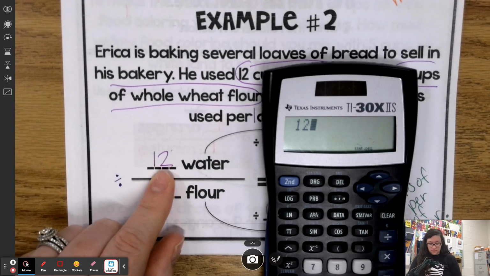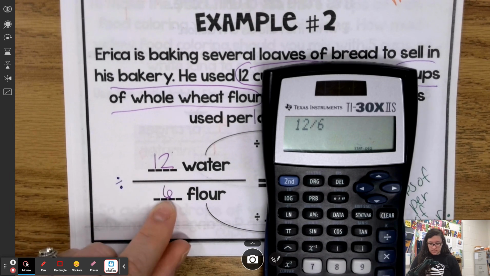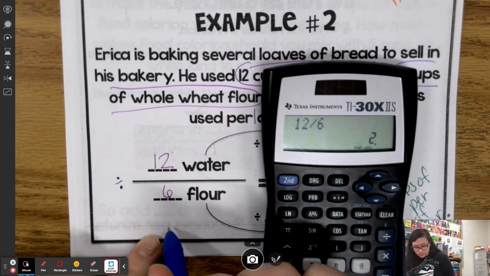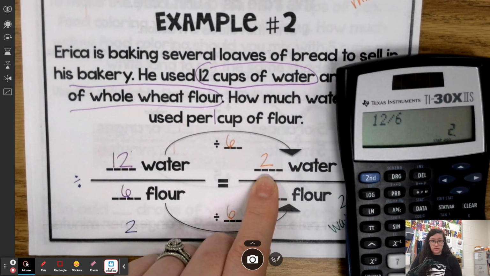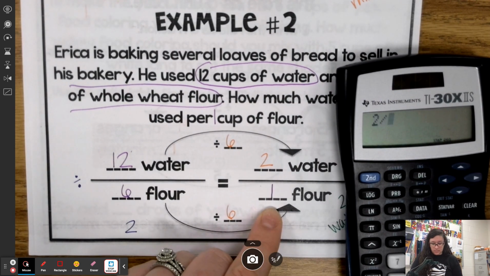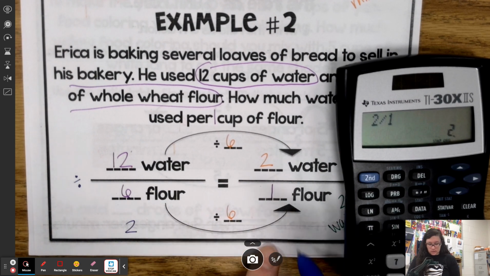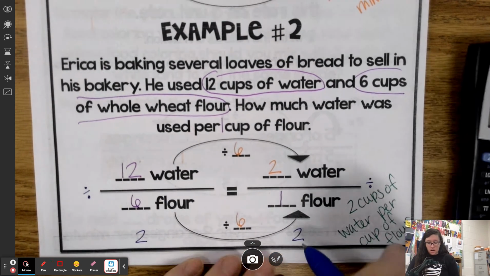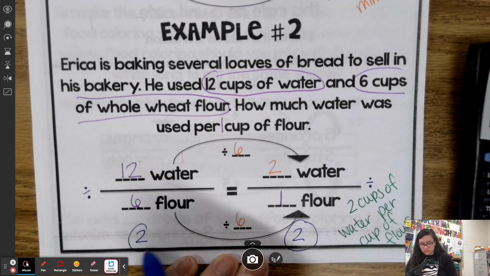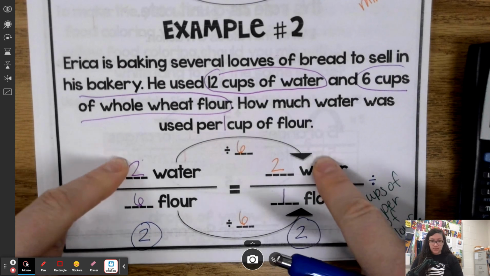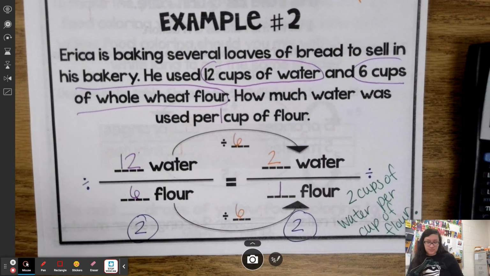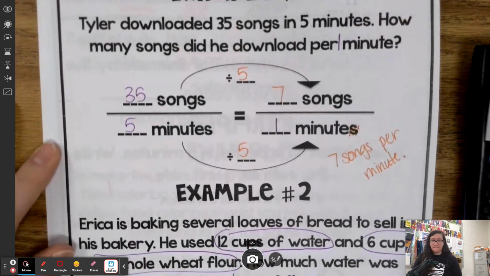If I do 12 divided by 6, I get 2. Over here, if I do 2 divided by 1, I get 2. Are those numbers the same? Yes, that's how I know they're equivalent fractions. That's how I know my answer is correct. I divide my numerator by my denominator. Let's try again.